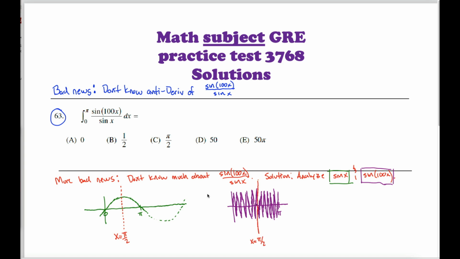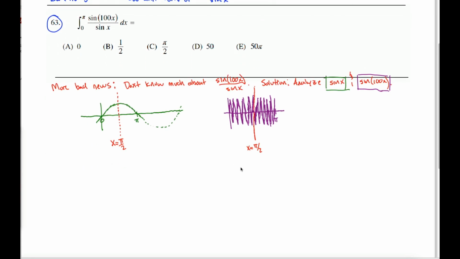What we're going to want to exploit is the fact that this graph in green does 1/4 of a full revolution between 0 and pi over 2. So since this graph in purple is this graph in green compressed horizontally by a factor of 100, instead of doing 1/4 of a full revolution, it'll do 1/4 of 100 full revolutions. What I'm saying is between 0 and pi over 2, this graph has done 25 full revolutions.